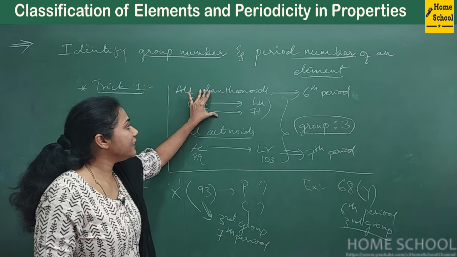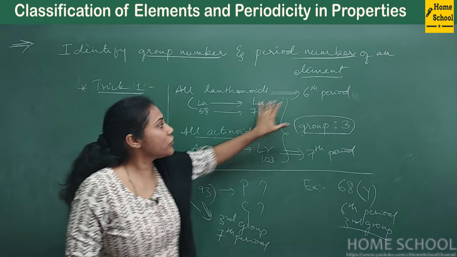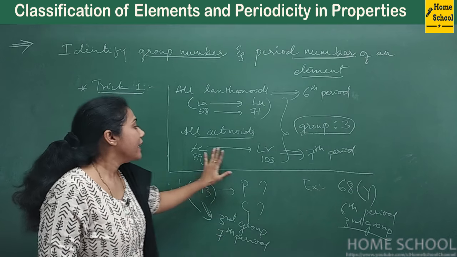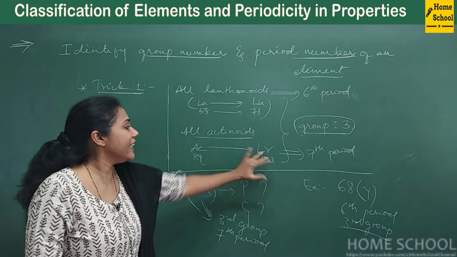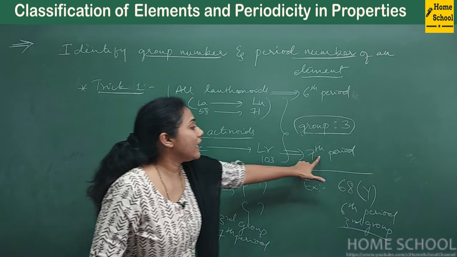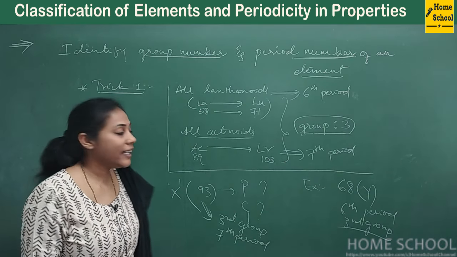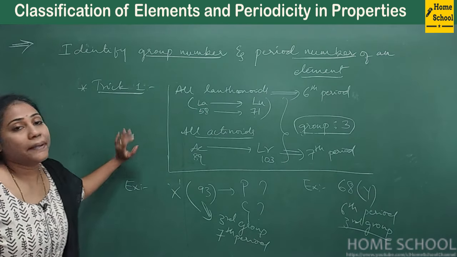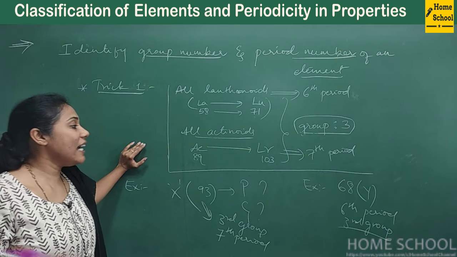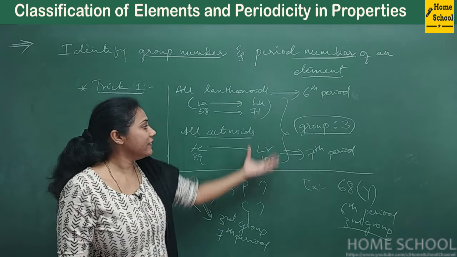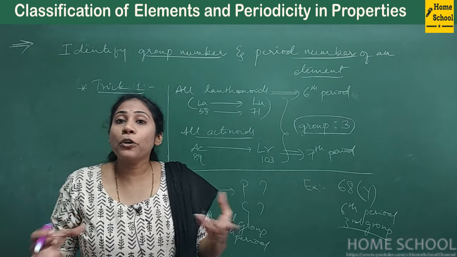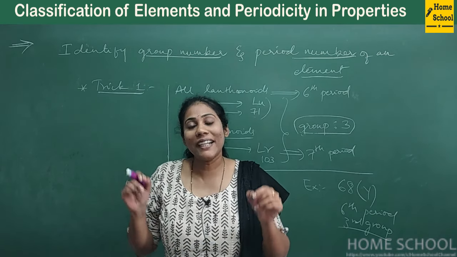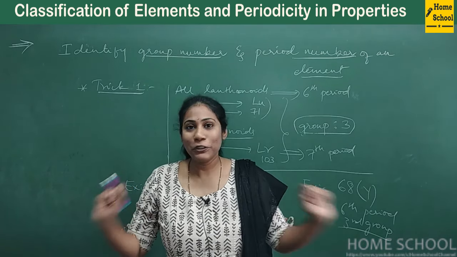And if it is a lanthanoid, that is if it is in this range, they will come in 6th period. If the number is in between this and this, even 89 and 103, all of them will come in 7th period. Okay, so this is our trick number 1. And now if they ask other elements other than these lanthanoids and actinoids, then how to find group number and period number? So that is our trick number 2.